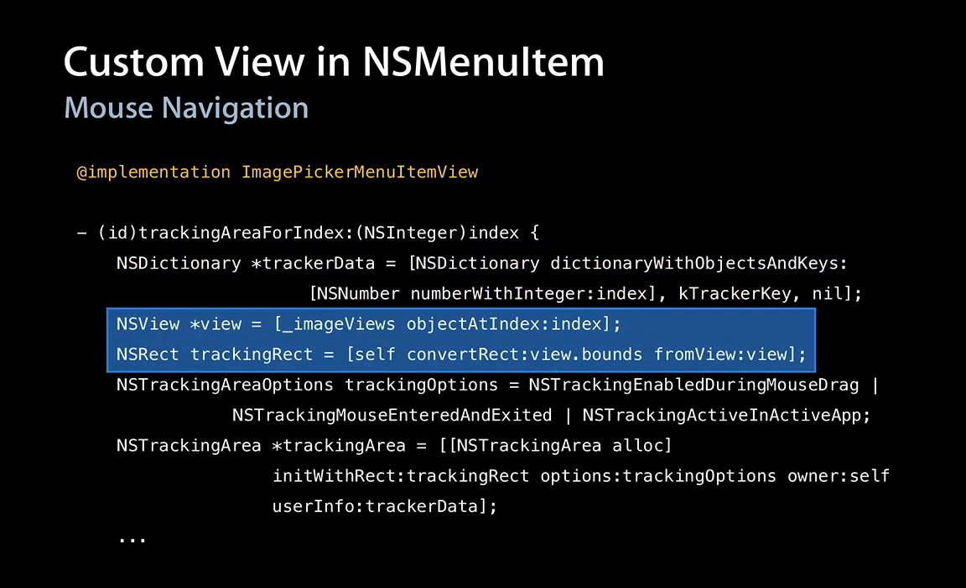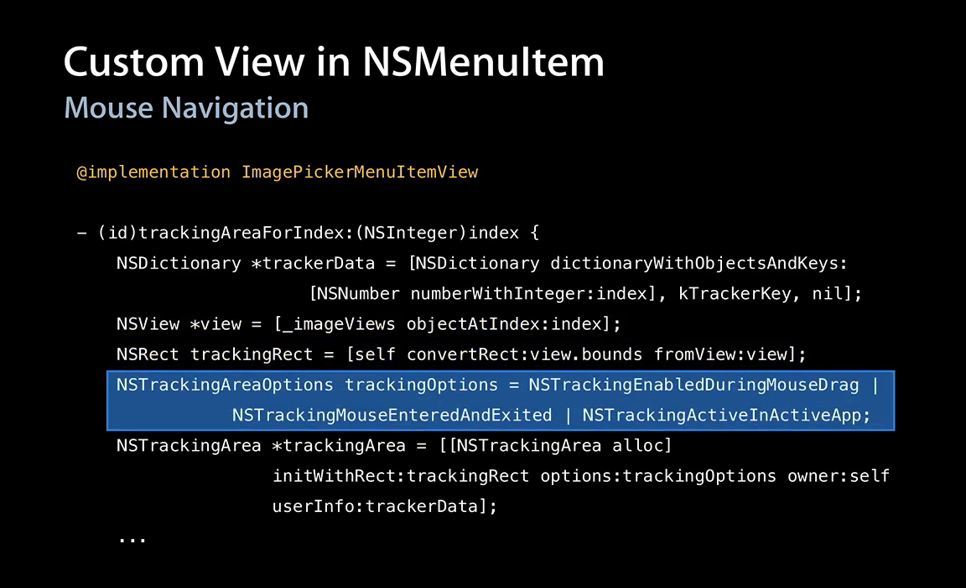So then we go ahead and grab our view that's associated with that index, and we convert its bounds to the coordinate system of our custom subview. And then we have to figure out what our tracking area options are. As I mentioned earlier, the user can drag through your menu item to other menu items. So you'll want to get your entered and exited tracking area events for both mouse moves and mouse drags. So we add the NSTrackingEnabledDuringMouseDrag to our options. That way we'll get them in both cases. We want both the mouse entered and the mouse exited. We want to see whenever you come over one of the image views and whenever you leave it, so we update our selection properly. And then the last option is NSTrackingActiveInActiveApp.